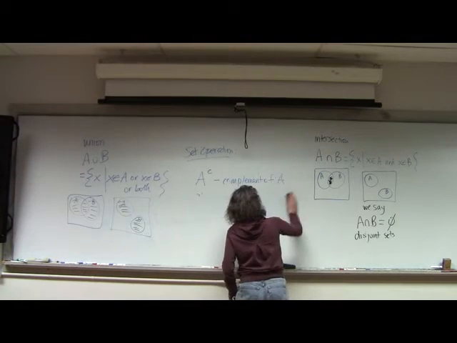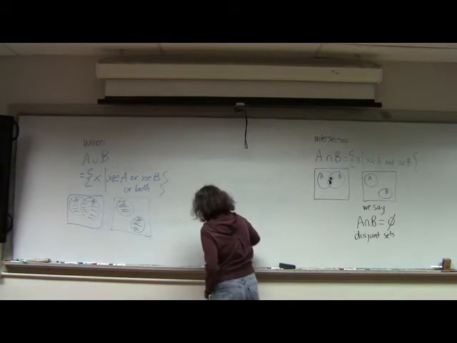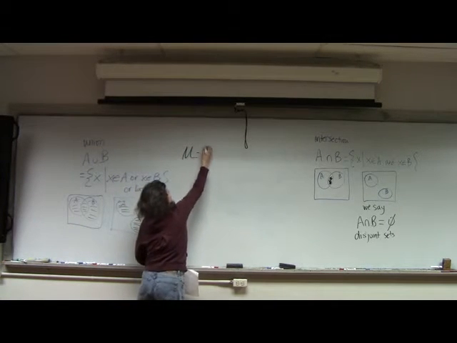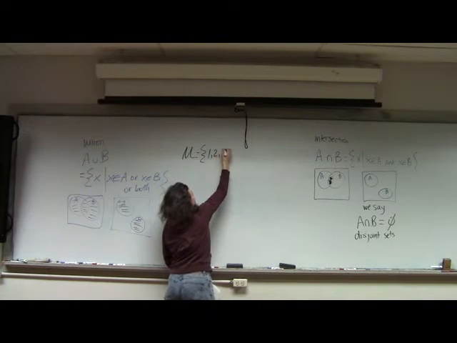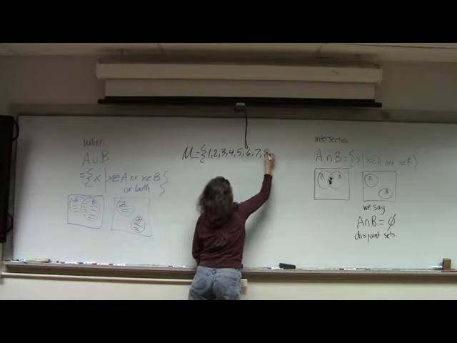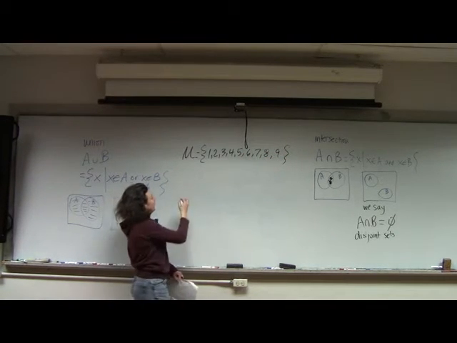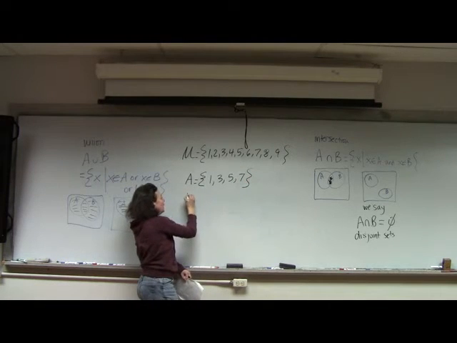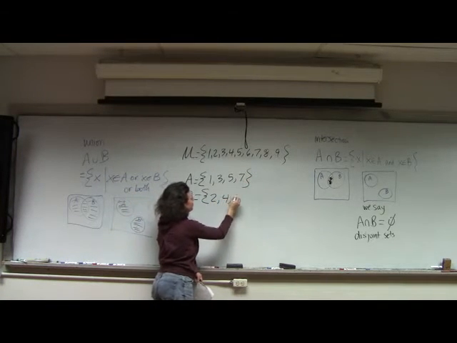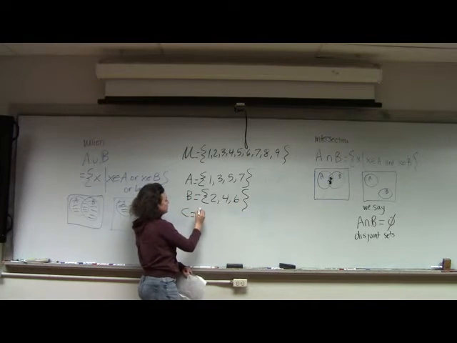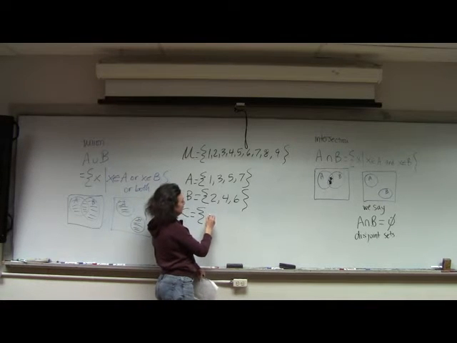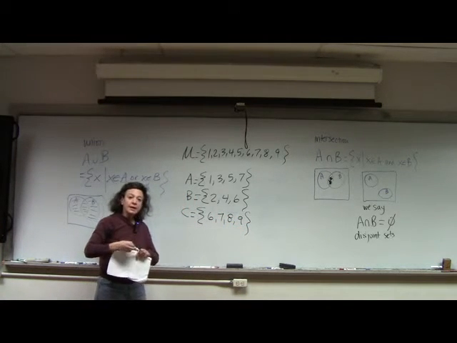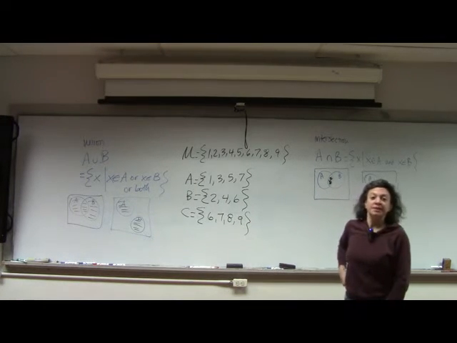So then, let's start with this. One possibility is I could give you, say, my universe. And let's pretend our universe is 1, 2, 3, 4, 5, 6, 7, 8, and 9. I'm going to define my set A to be 1, 3, 5, and 7. I'll define my set B to be 2, 4, 6. And I'm going to define my set C to be, how about 6, 7, 8, and 9. I'm just going to play with a few set operations here so that you get the hang of it.